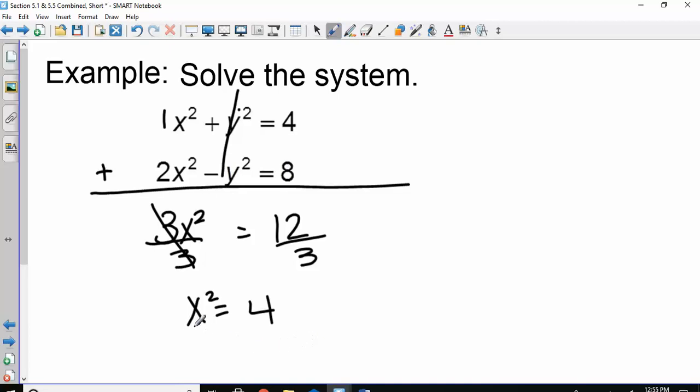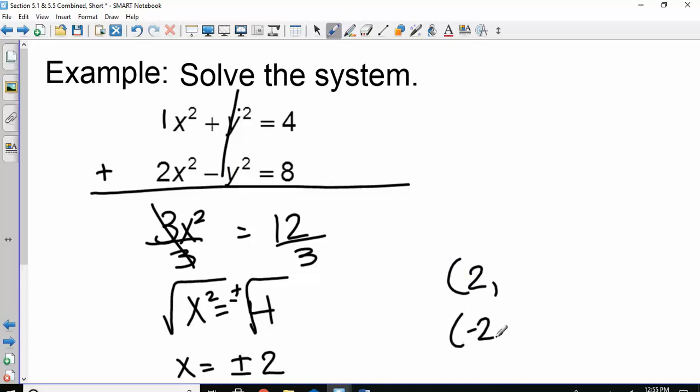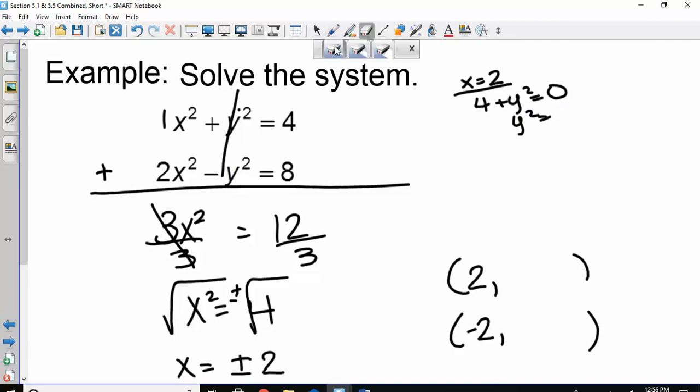How do you get rid of a square? If you add a square, what else do you have to have? So x is positive and -2. So we have two answers again. Alright, so to get y, we just plug that into either one. If I go with the top one, when my x is 2, 2 squared is 4. So y squared equals 0. Square root and your y is 0.